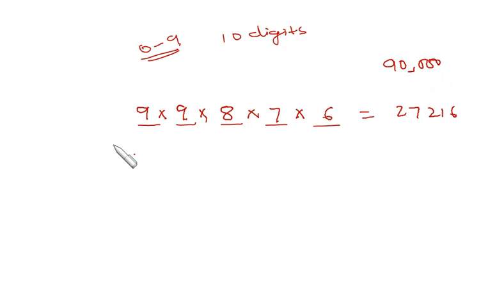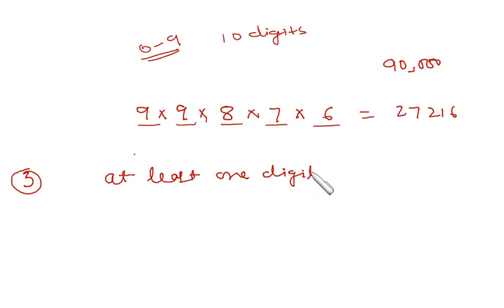So I asked you 2 questions. Now the third question is, how many 5-digit numbers are there when at least one digit is repeated? At least one digit, right? We do not want each and every digit to be unique. So at least one digit is repeated. Right? Now, how do we calculate that?